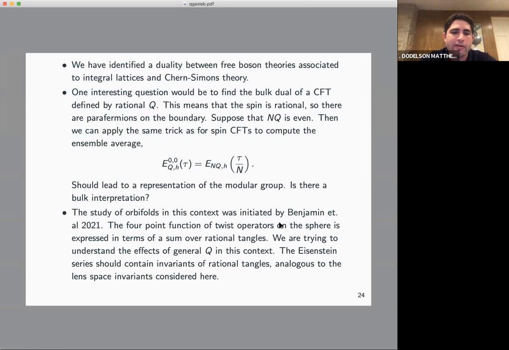It's possible that the Eisenstein series should contain invariants of rational tangles that are analogous to the lens space invariants that I considered here. So that would be an interesting connection to number theory. Okay, so I'll stop there for questions.